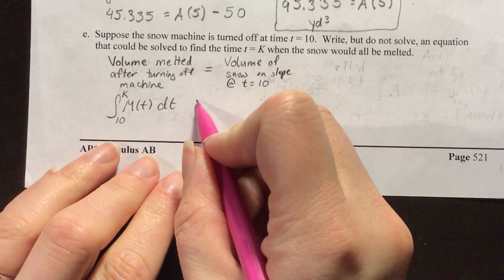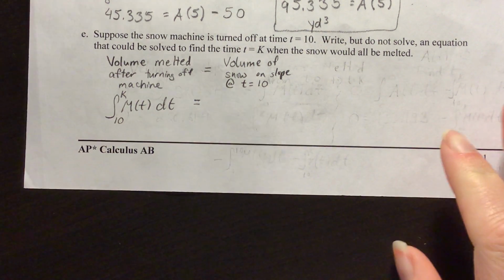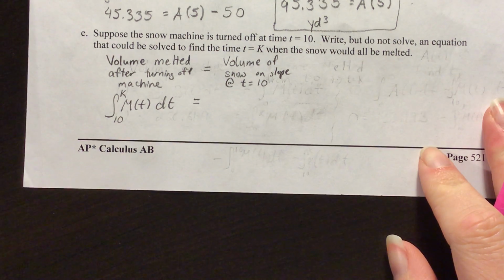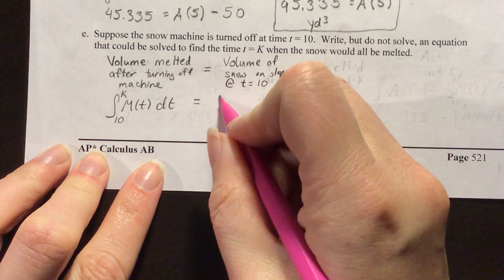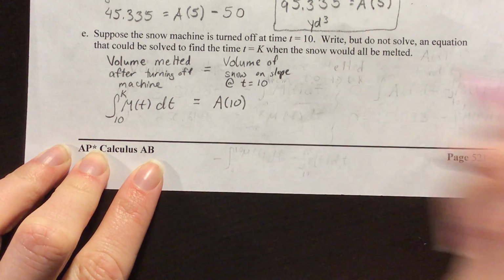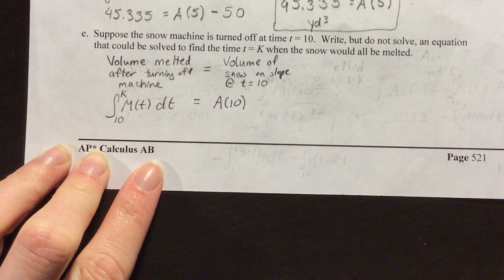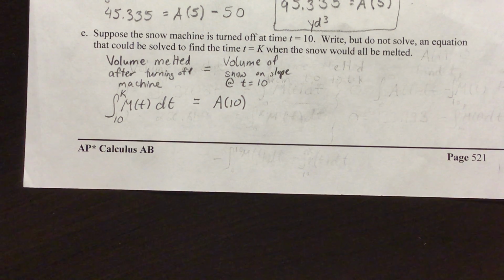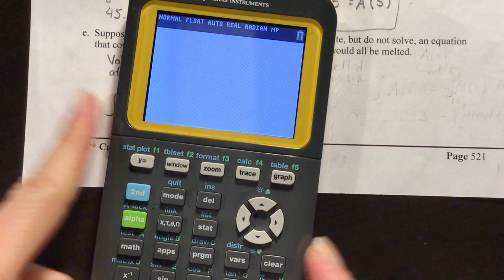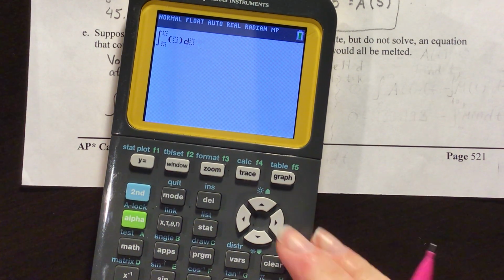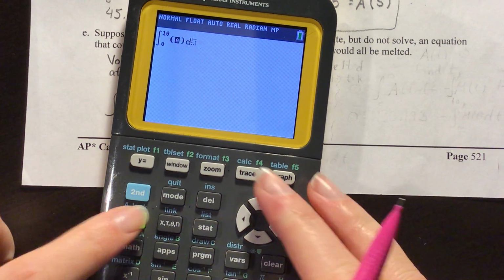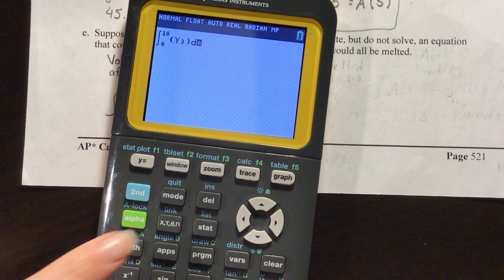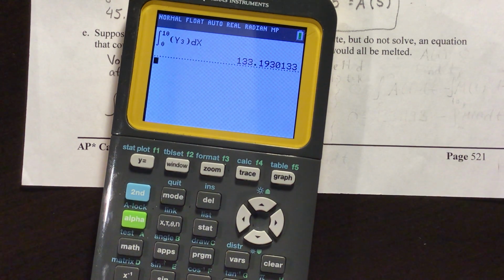We have an expression for the volume of the snow on the slope at t equals 10, and that is going to be A of 10. We know that A of t is the total volume. We came up with that a while back. And we could use the integral from 0 to 10 of y3 dx to help us figure that out.